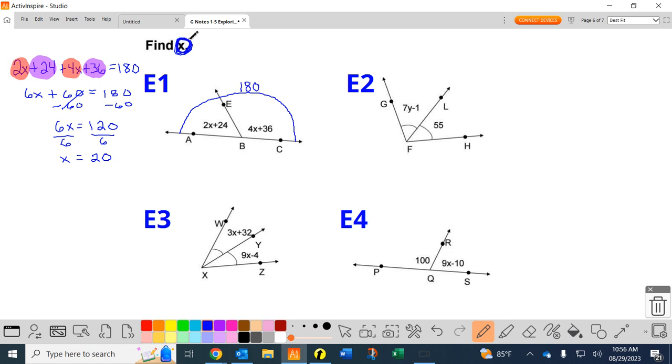Okay, here we go. On this next one, what would FL be called based on the stuff that's here? FL, the ray FL. Ray FL would be a what?